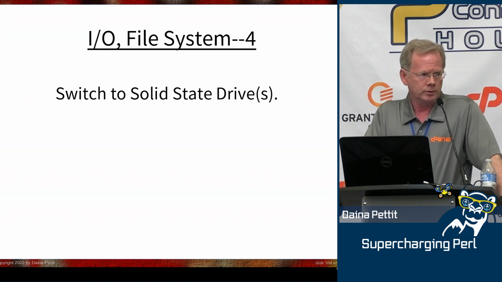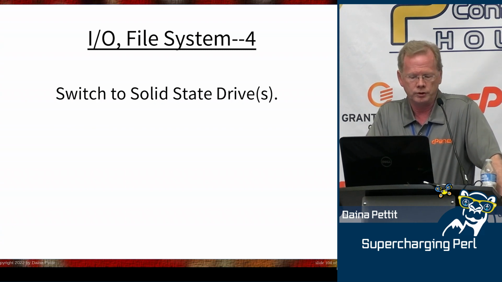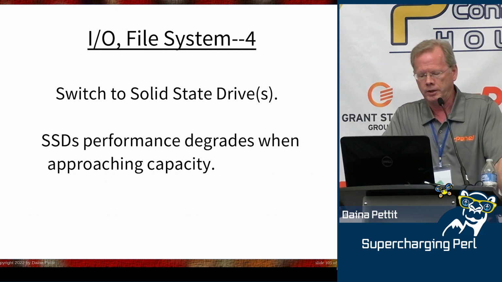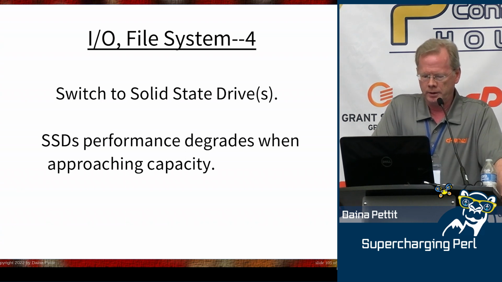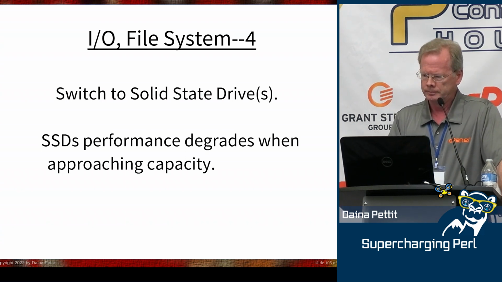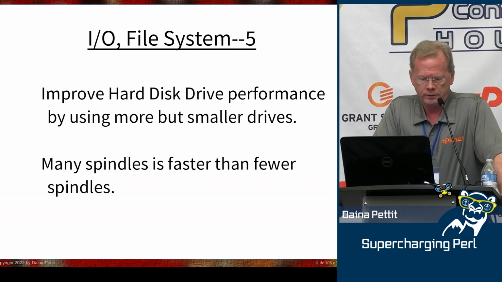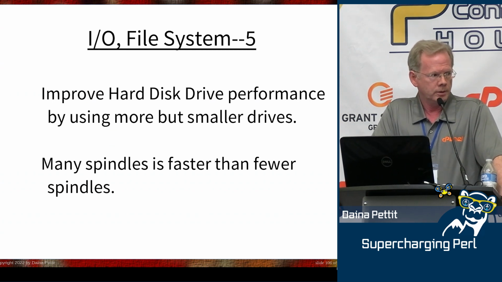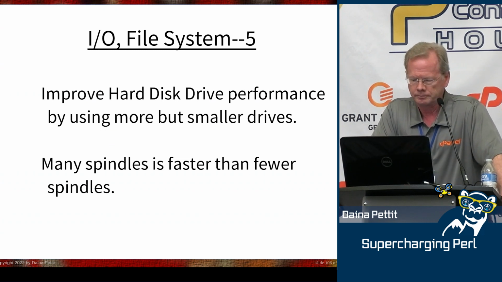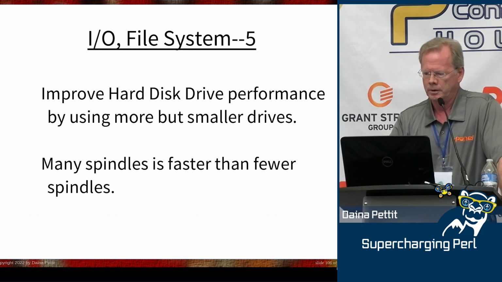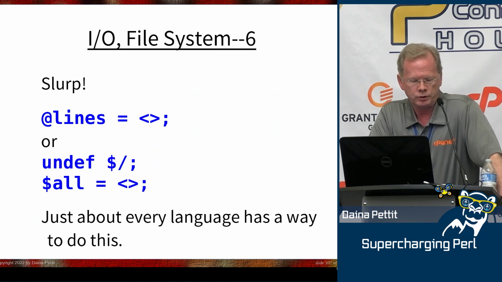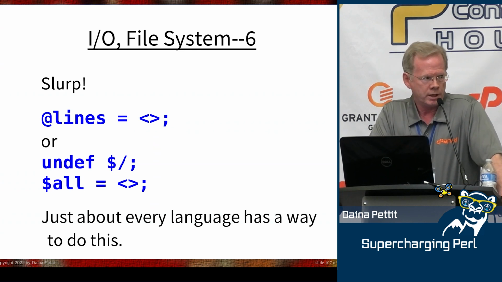Another possible improvement is to switch to solid-state drives. The downside with SSDs is that their performance degrades when they start approaching capacity. If you have hard disks, you can get better performance by using more but smaller drives. More spindles will give you faster access. We talked about slurping. You can slurp into an array, or you can slurp into a scalar. Just about every language has a way to do slurping.